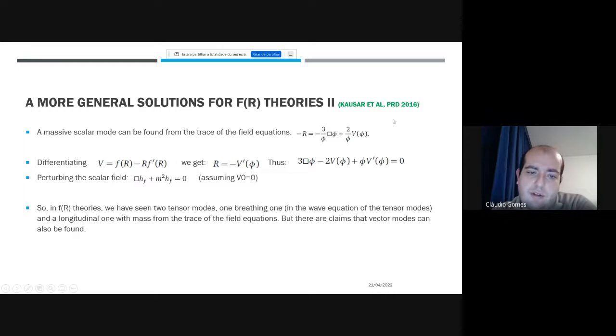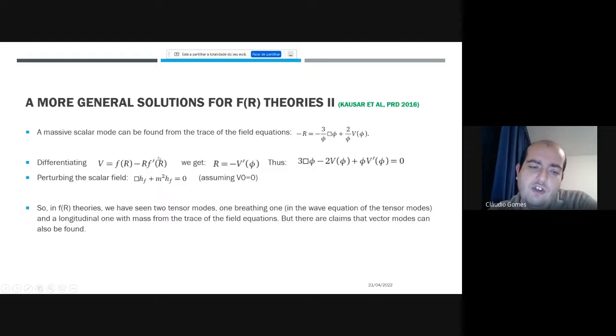In particular, we have these equations, and we now perturb them, right? We have perturbed the metric field equations, and now we perturb the trace of those field equations, and we get a wave equation for that scalar quantity that I have introduced before.